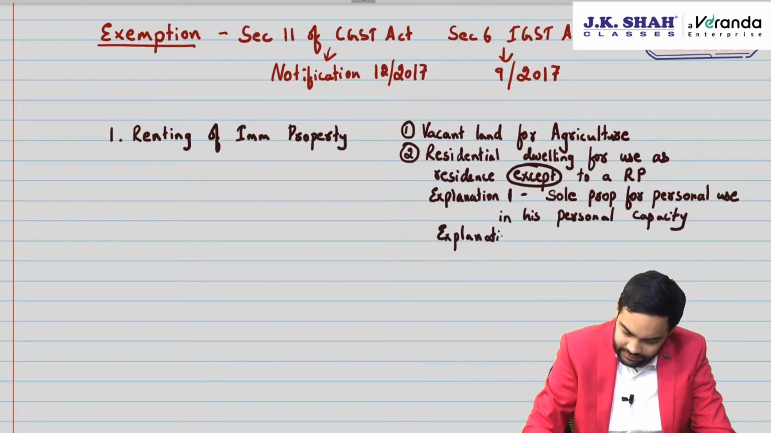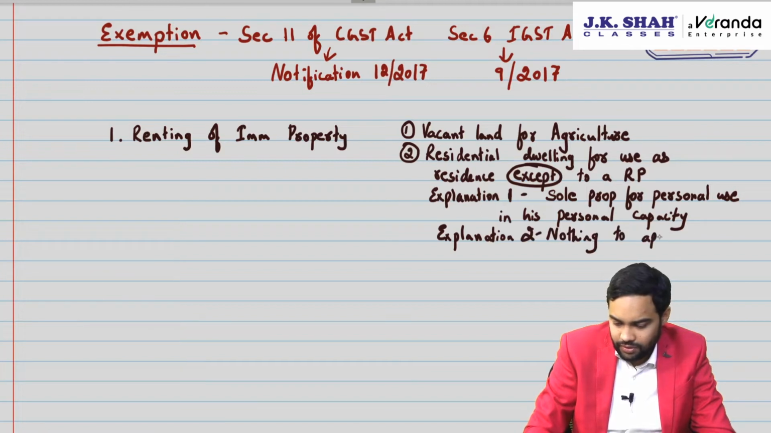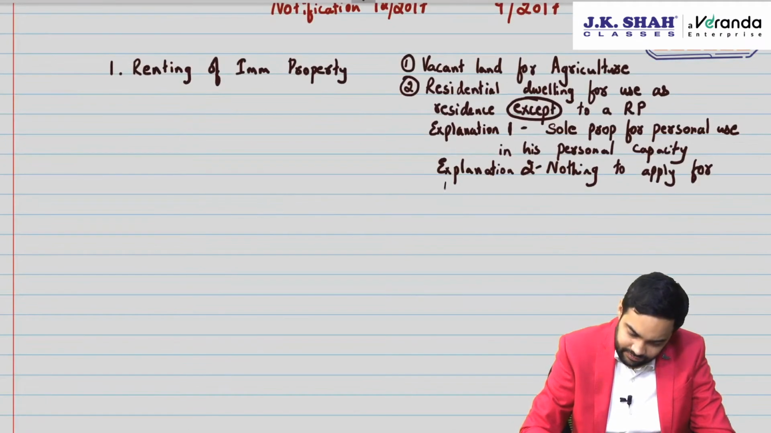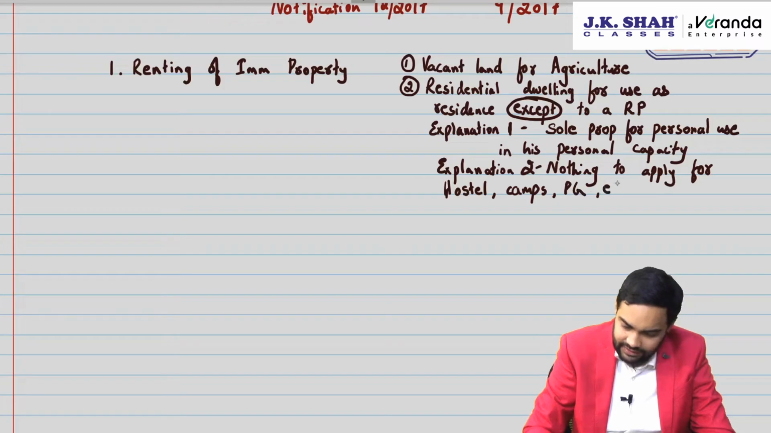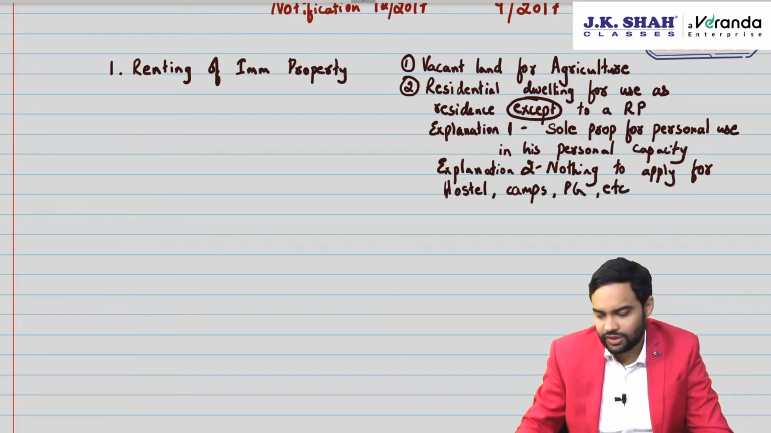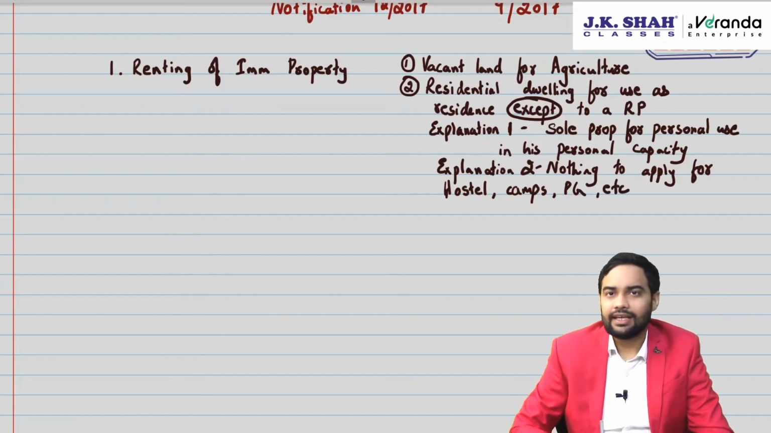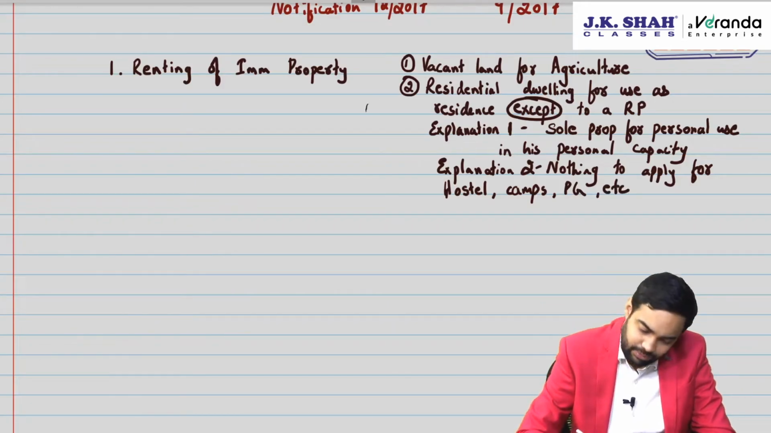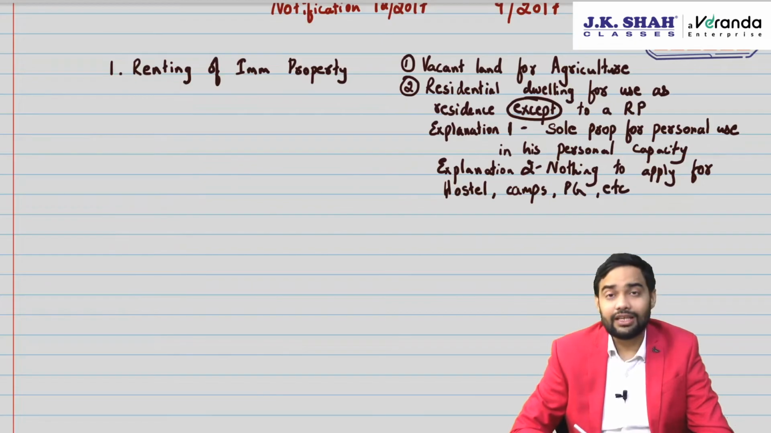Second explanation says nothing in this entry will apply to hostels or camps or PGs, etc. Even if it is used for residential purposes, still PGs, etc. will not get this plain exemption, because this is a plain exemption. Irrespective of the amount, an exemption is available.